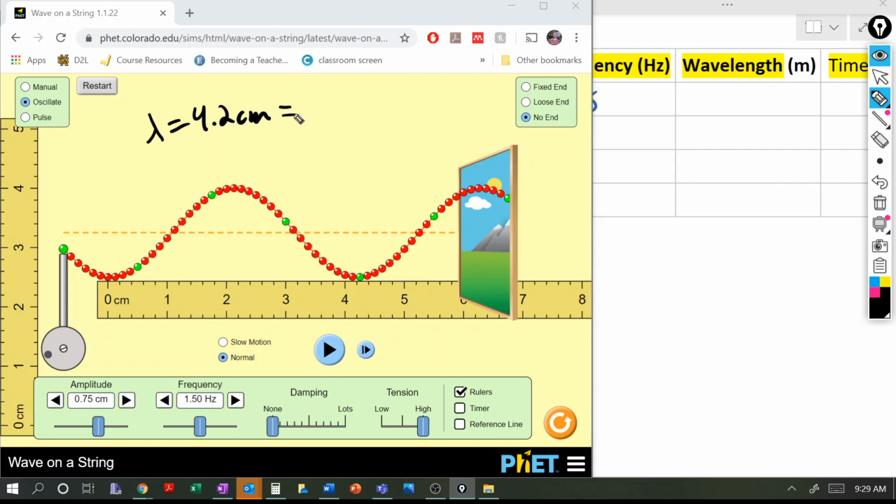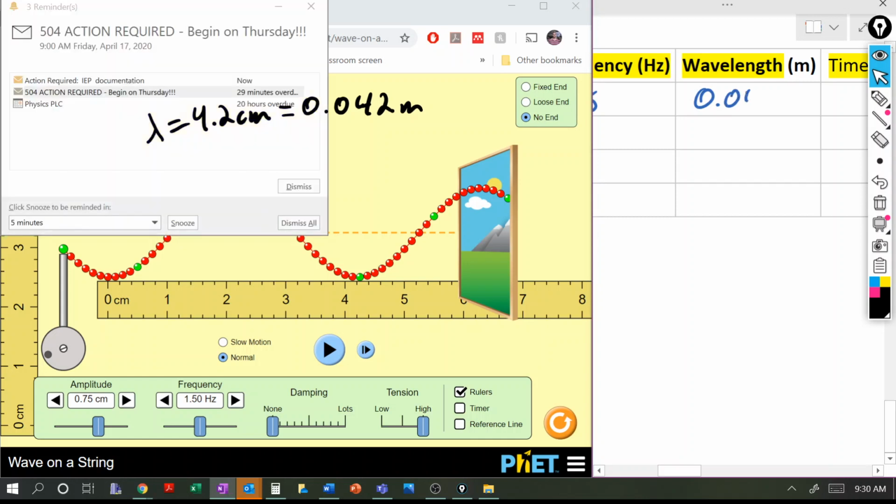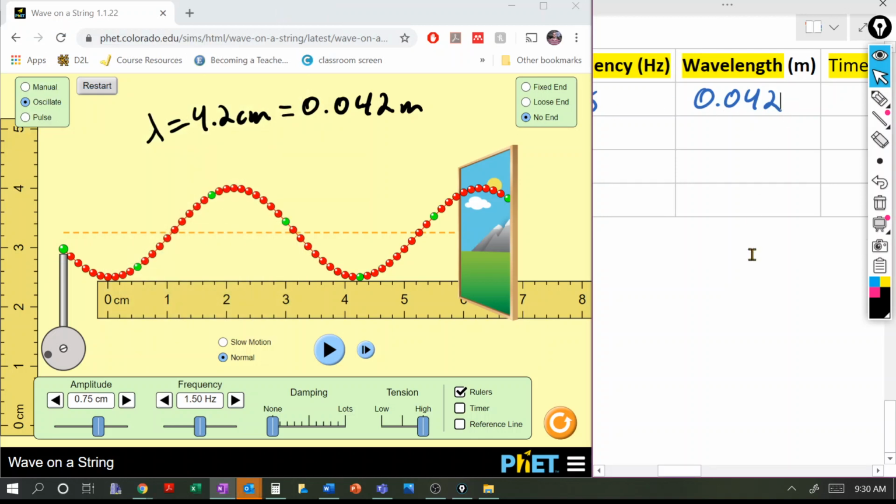Convert it to meters and you get 0.042 meters. So that's what we need to write in our data table. Why do we convert it to meters? Well, the header says it's in meters, so we need to put that in meters. Now, the next thing we have here is the time.